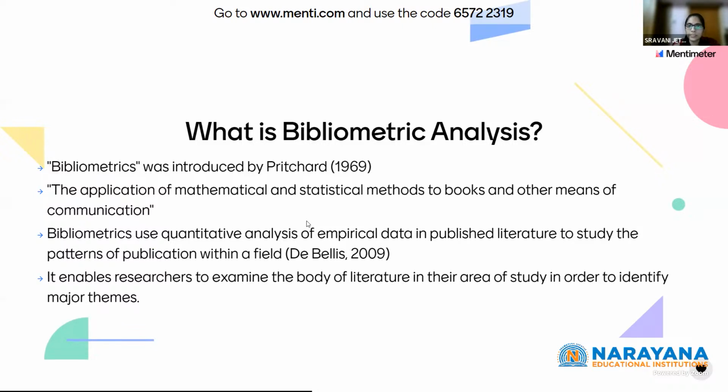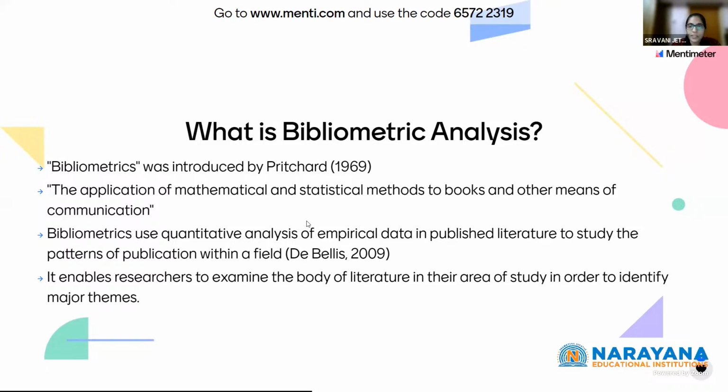So once you hear the word bibliometric, the first thing you will get into your mind is book. Bibliometric is a Greek word, where biblio means book and metric means measurement. So it's basically the analysis of the measurement of books or any other published material. In our case, the books are the research articles that have been published. Bibliometric analysis was first introduced by Pritchard in 1969 in one of his journals. He defined bibliometric analysis as the application of mathematical and statistical methods to books and other means of communication.